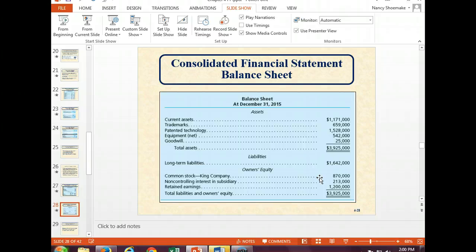So do you see we're showing it at 100%, but the way we allocate it is we have to show in our equity section the portion we don't own. Okay?